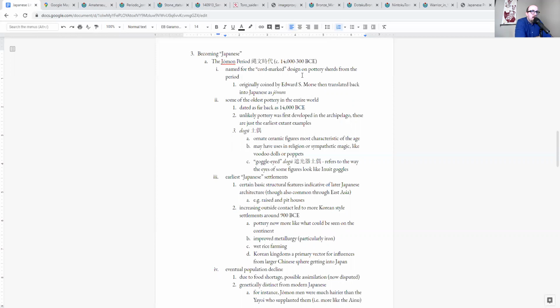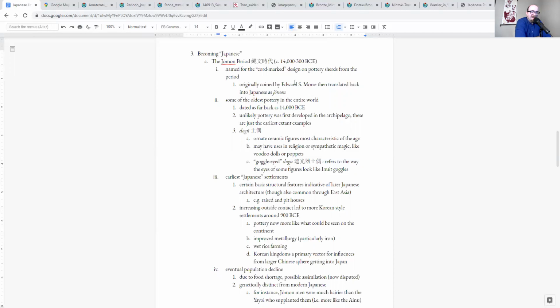And the Jomon period is known for, so this word right here, these so-called cord-marked designs on pottery shards from this period. The pottery of the Jomon period is really important because it is the primary source for basically everything we know about these people, and also because it is arguably the oldest extant pottery in the entire world. Now, this isn't to say that pottery originated in Japan. No one thinks, even the Japanese themselves, that pottery originated in Japan. It's just that these are the oldest existing examples of pottery.